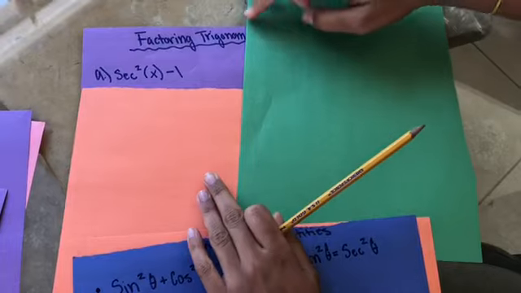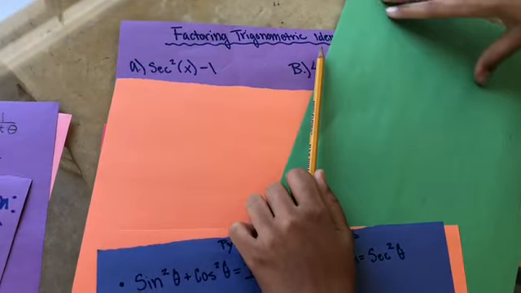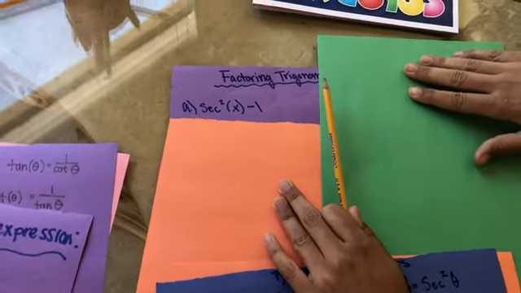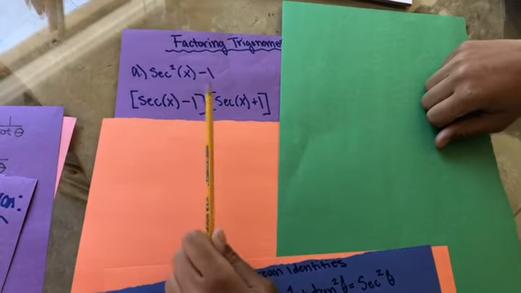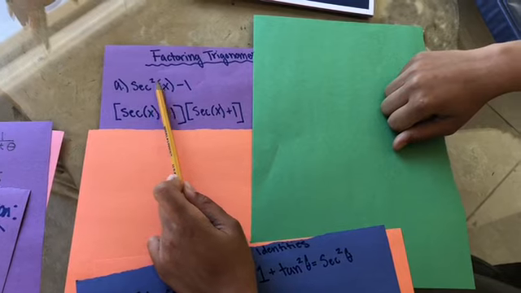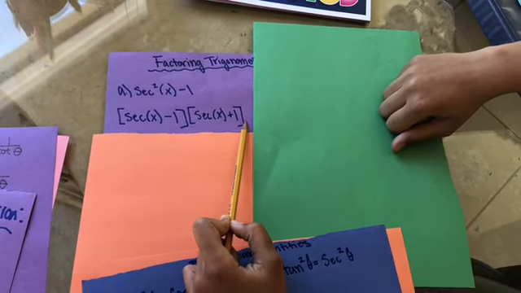We're moving on to factoring trigonometric identities. Our first example is A, which is secant squared x minus 1. Through basic factoring, we're able to get to secant x minus 1 multiplied by secant x plus 1.